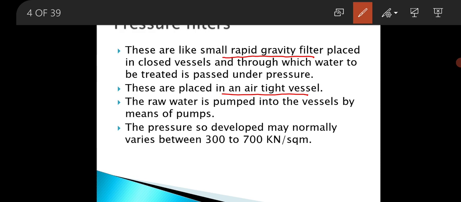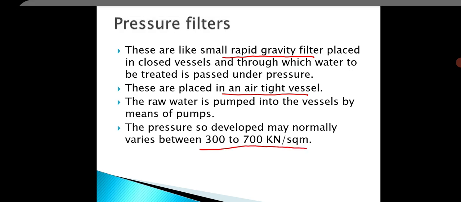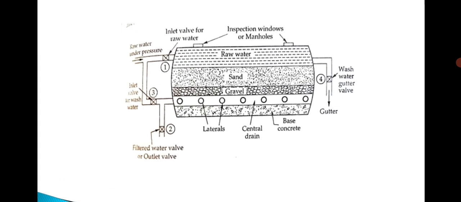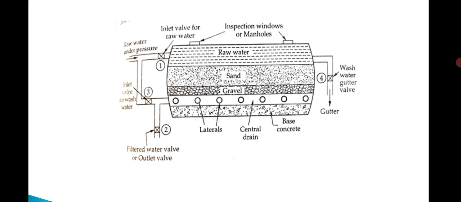So the raw water here is pumped into the vessel by means of pumps, and the pressure so developed may vary between 300 to 700 kilonewton per square meter. So next we will discuss about the construction of pressure filter. So this is the diagram of a pressure filter.